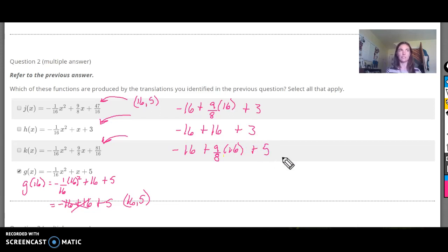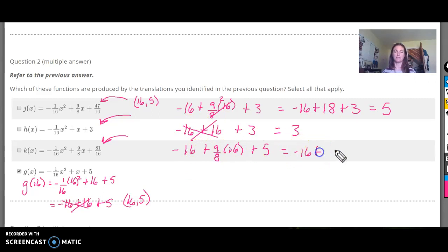Okay? 80 over 16 is 5, so 81 over 16 is about 5. All right, so this is going to go to 2. So this one becomes negative 16 plus 18 plus 3. That gives me 5. This is negative 16 plus 16 plus 3, which is just 3 because these cancel out. And this becomes negative 16 plus 18 plus 5, which is 7.